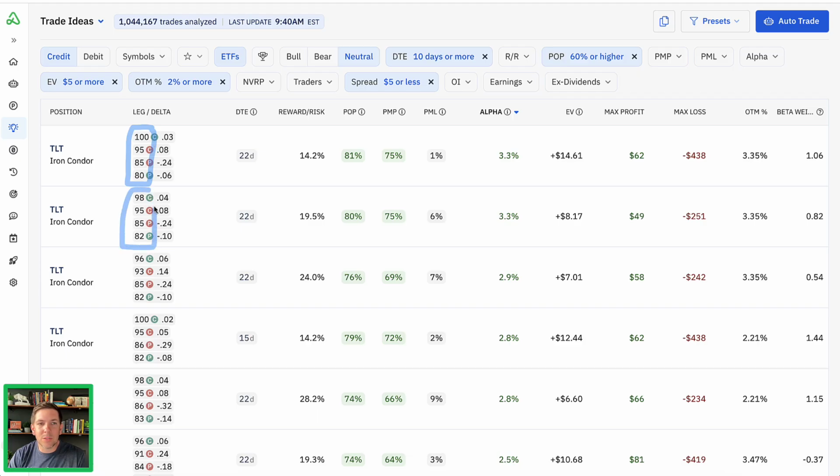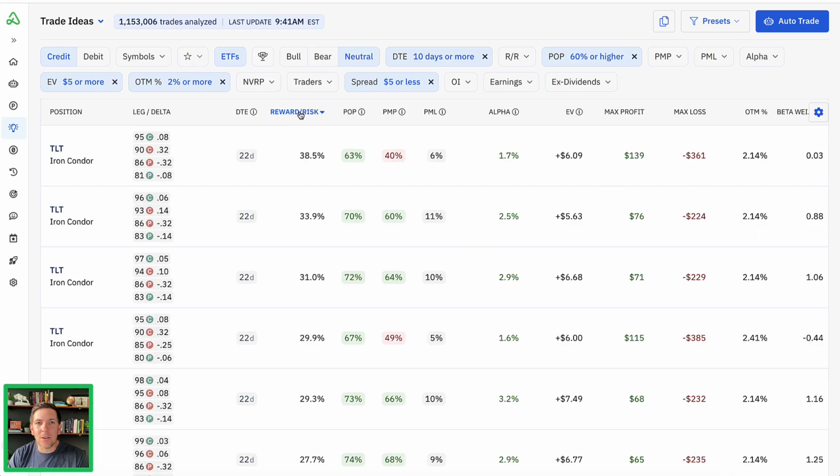So in this example, TLT is kind of top of the list right now, but it's looking at the 100, 95, 85, 80 versus the 89 or 98, 95, 85, 82 versus the 96, 93 versus the 85, 82. So you can see it's just pulling all these different combinations, trying to figure out which one of these is pricing potentially better. How can you see all those different ones basically in one screen?